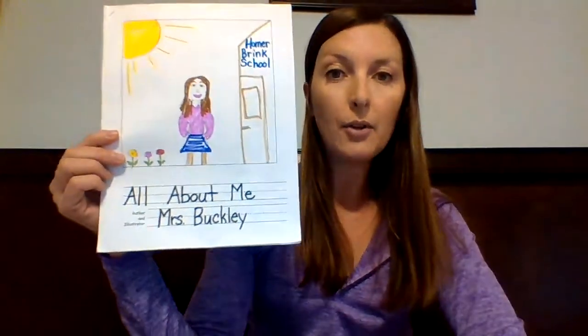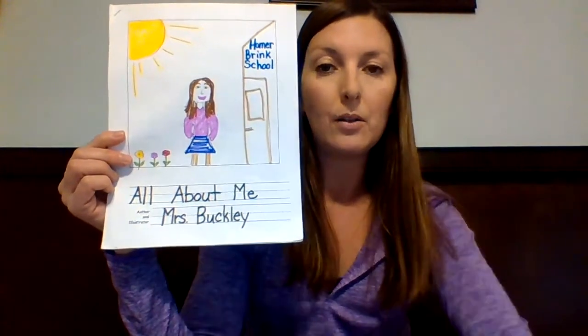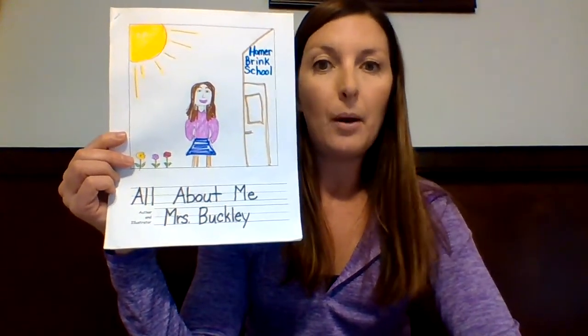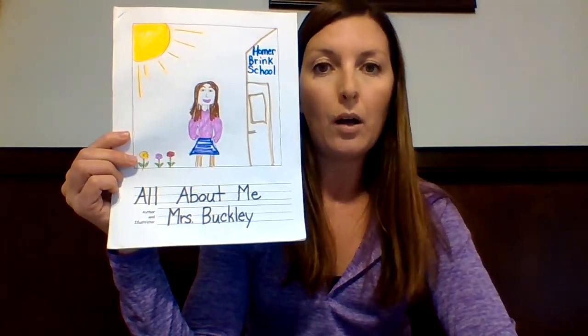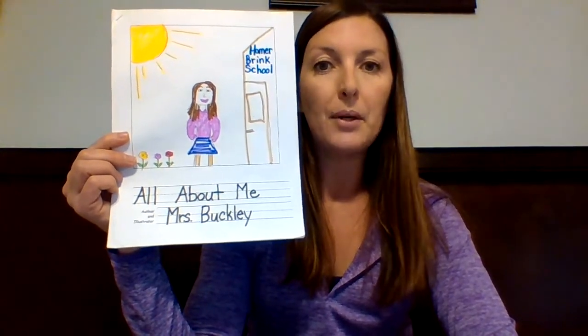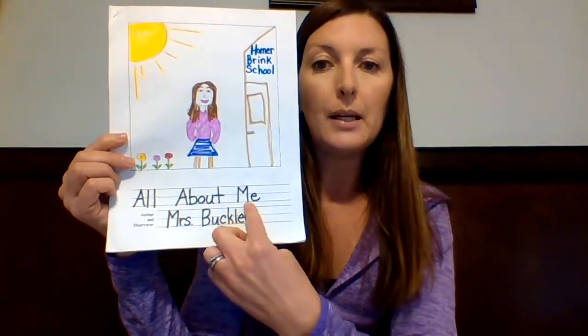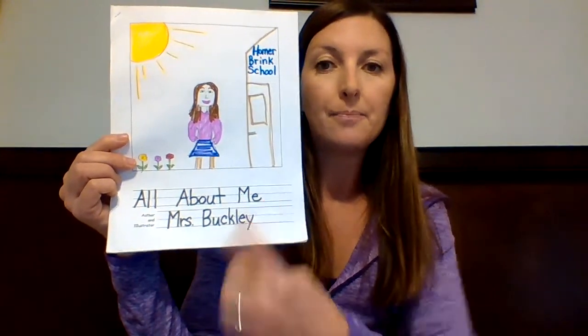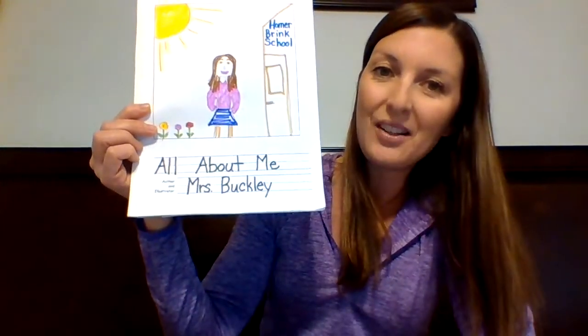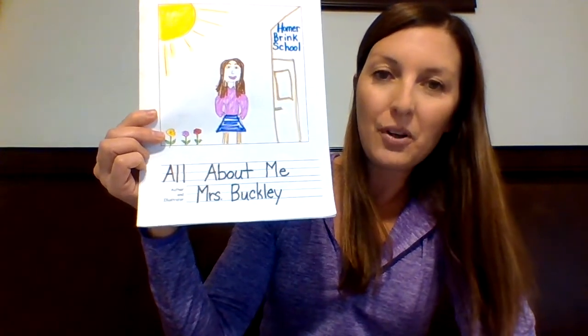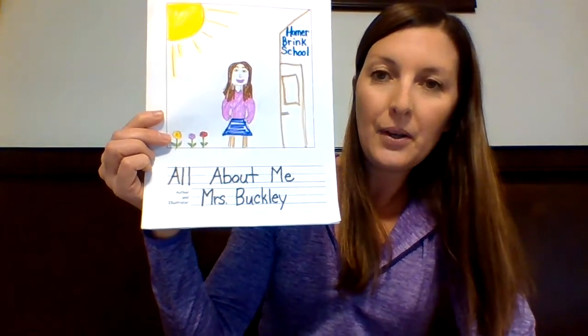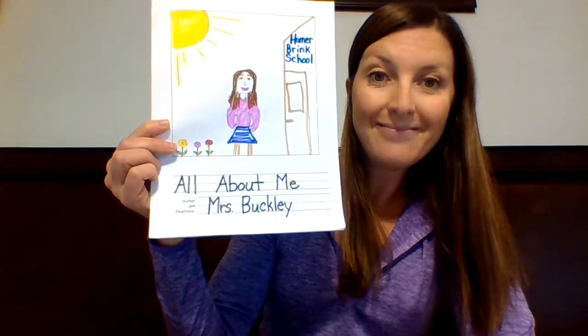Okay, so the title of your book is All About Me. Or I could have put All About Mrs. Buckley, or All About Jonah, or All About Remy, right? So you can put All About Me, or if you want to put All About your name here. Okay, and then you're going to write who it's by. Who's the author and illustrator? You can put your first and last name. And then you draw a picture of you.